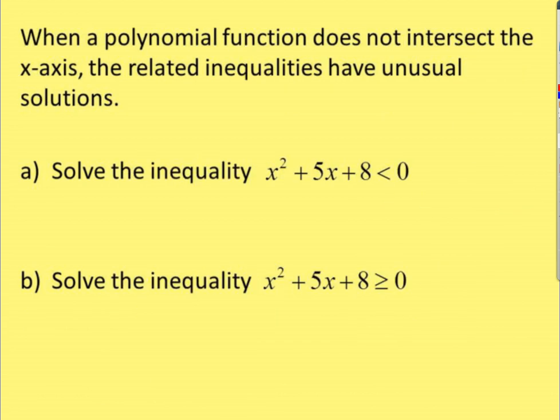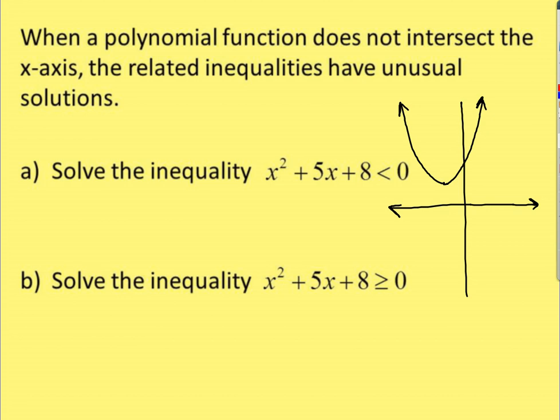When a polynomial function does not intersect the x-axis, the related inequalities have unusual solutions. So if we try to find the zeros of this function, it's going to be non-real zeros, because this does not ever cross the x-axis. If we were to graph this function, it would look something like this.